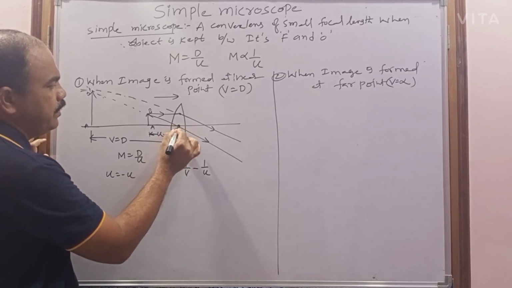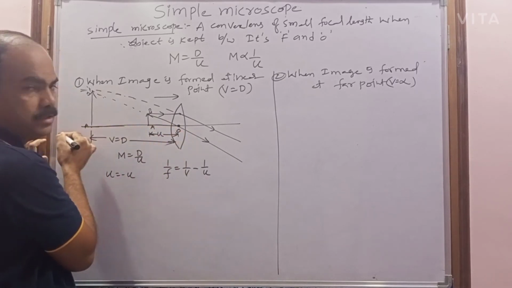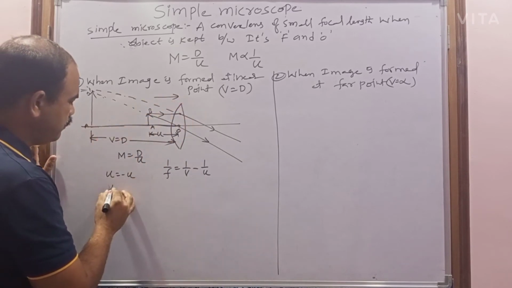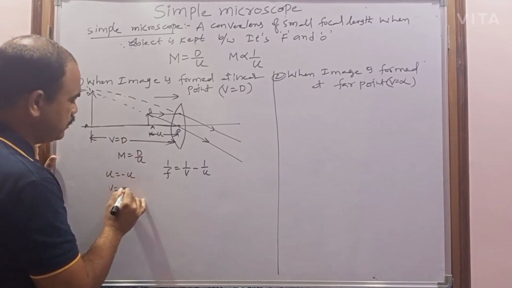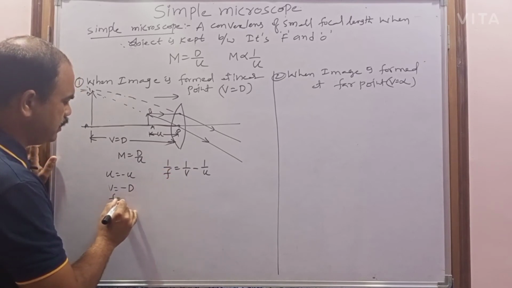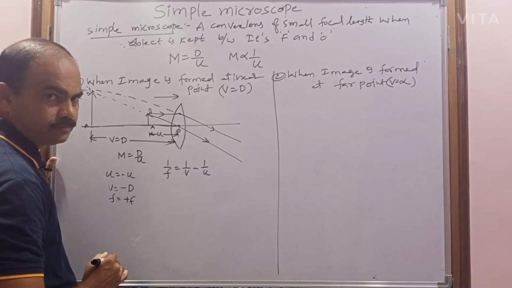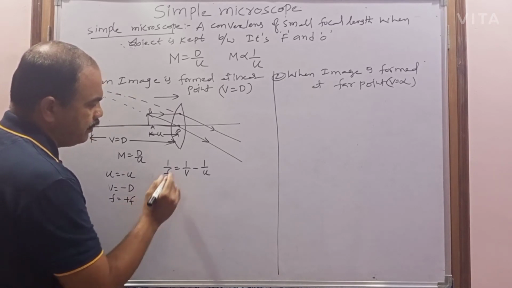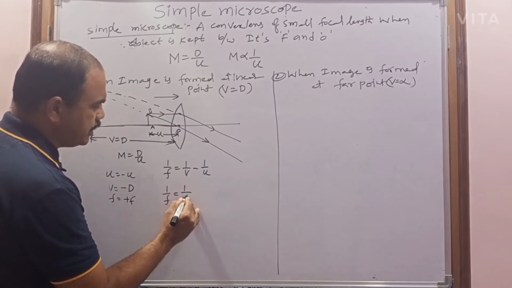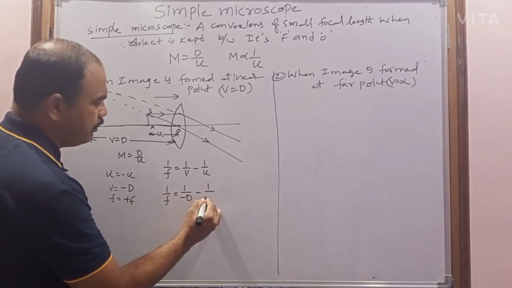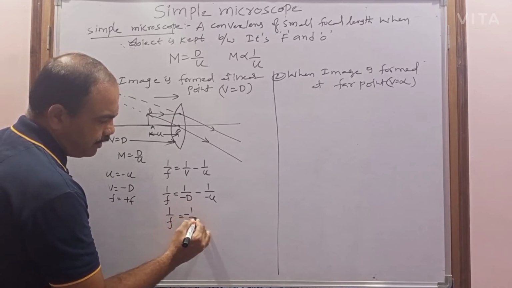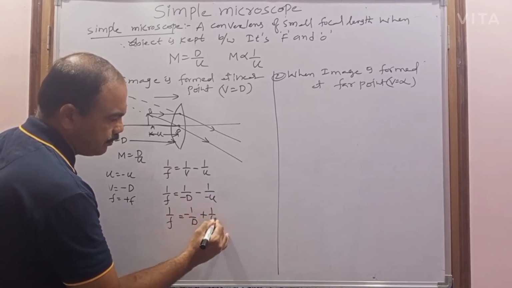The distance between the optic center and the image is called the image distance. To find it, we move in the direction of the incident ray, so v is equal to the image distance D, that is minus D. Now substitute here. The focal length is positive, so f is equal to plus f. So 1 by f equal to 1 by v minus 1 by u, which is minus 1 by D minus 1 by minus u. Minus into minus gives plus 1 by u.